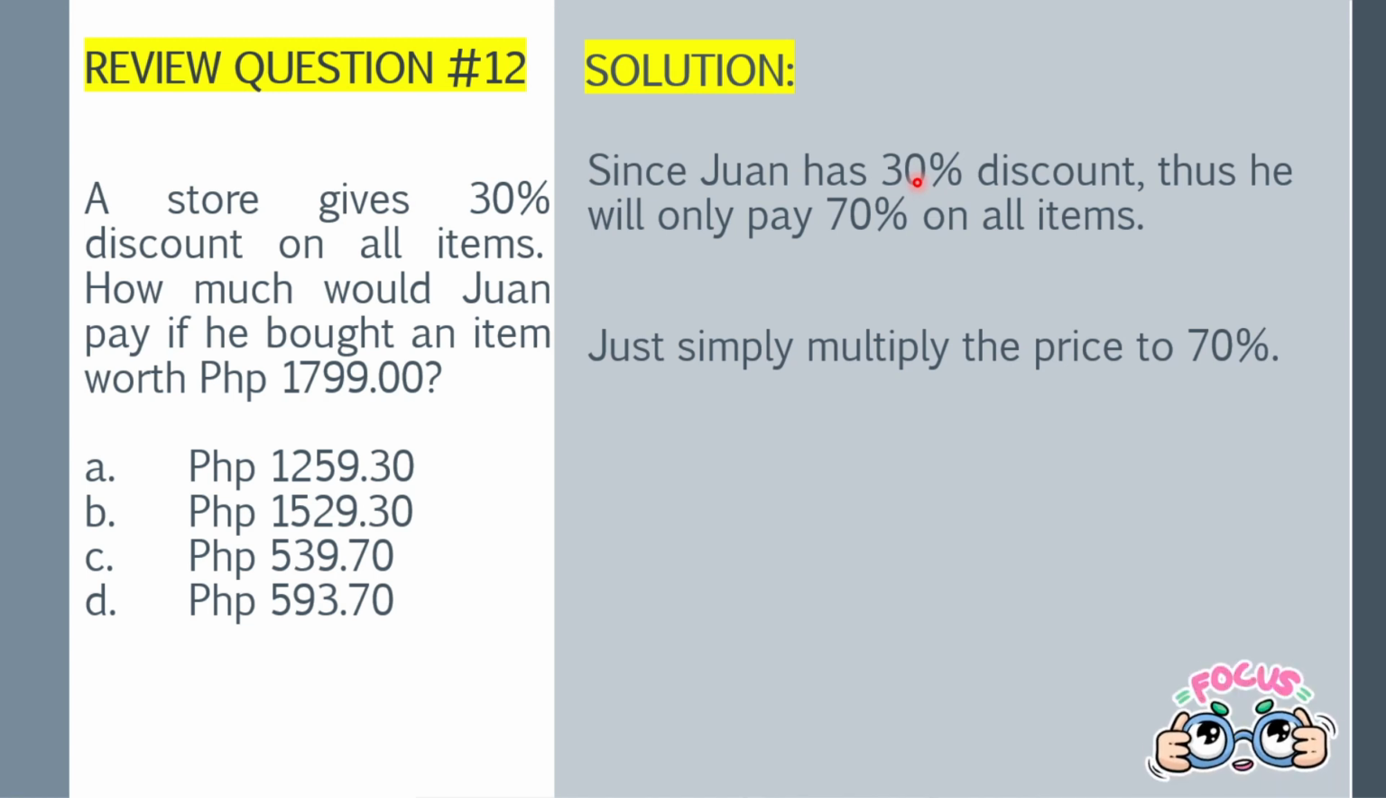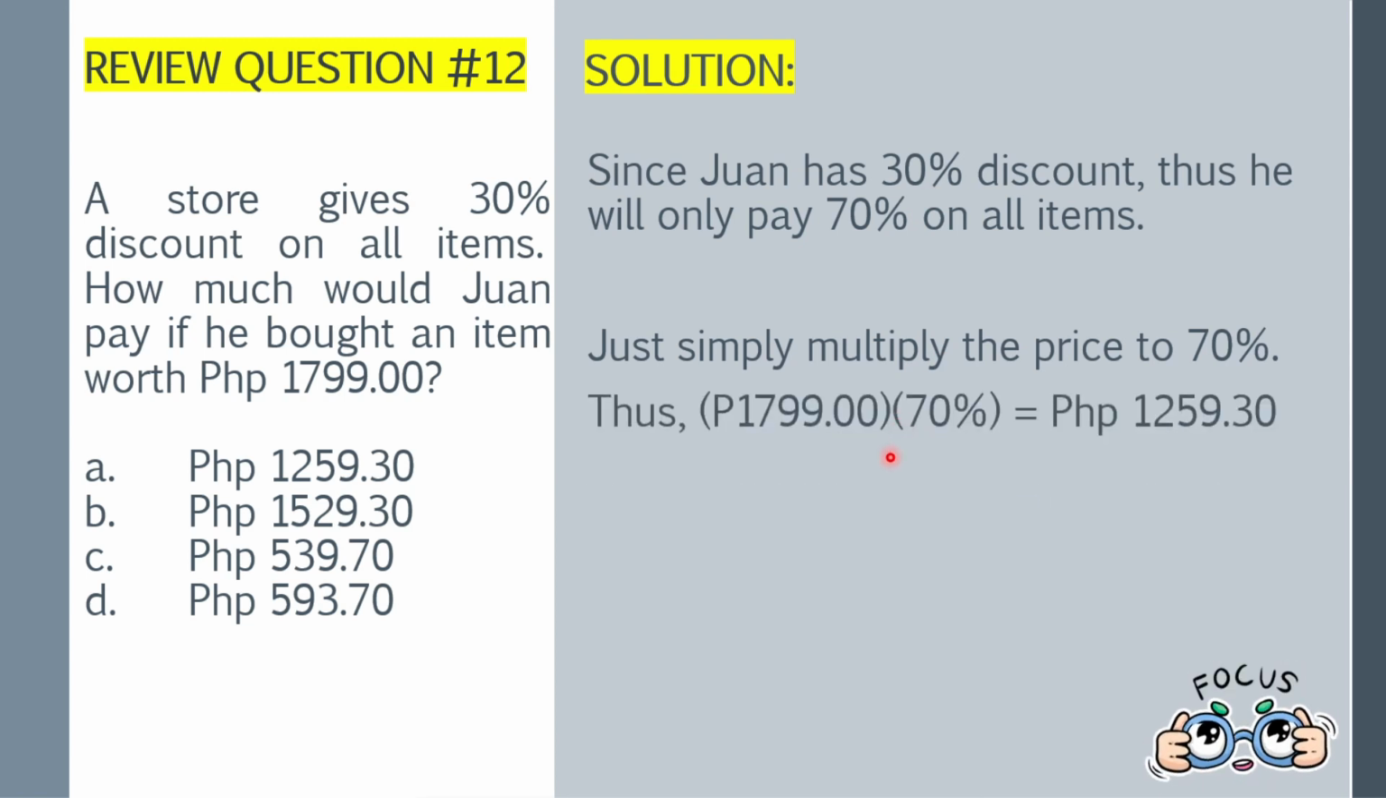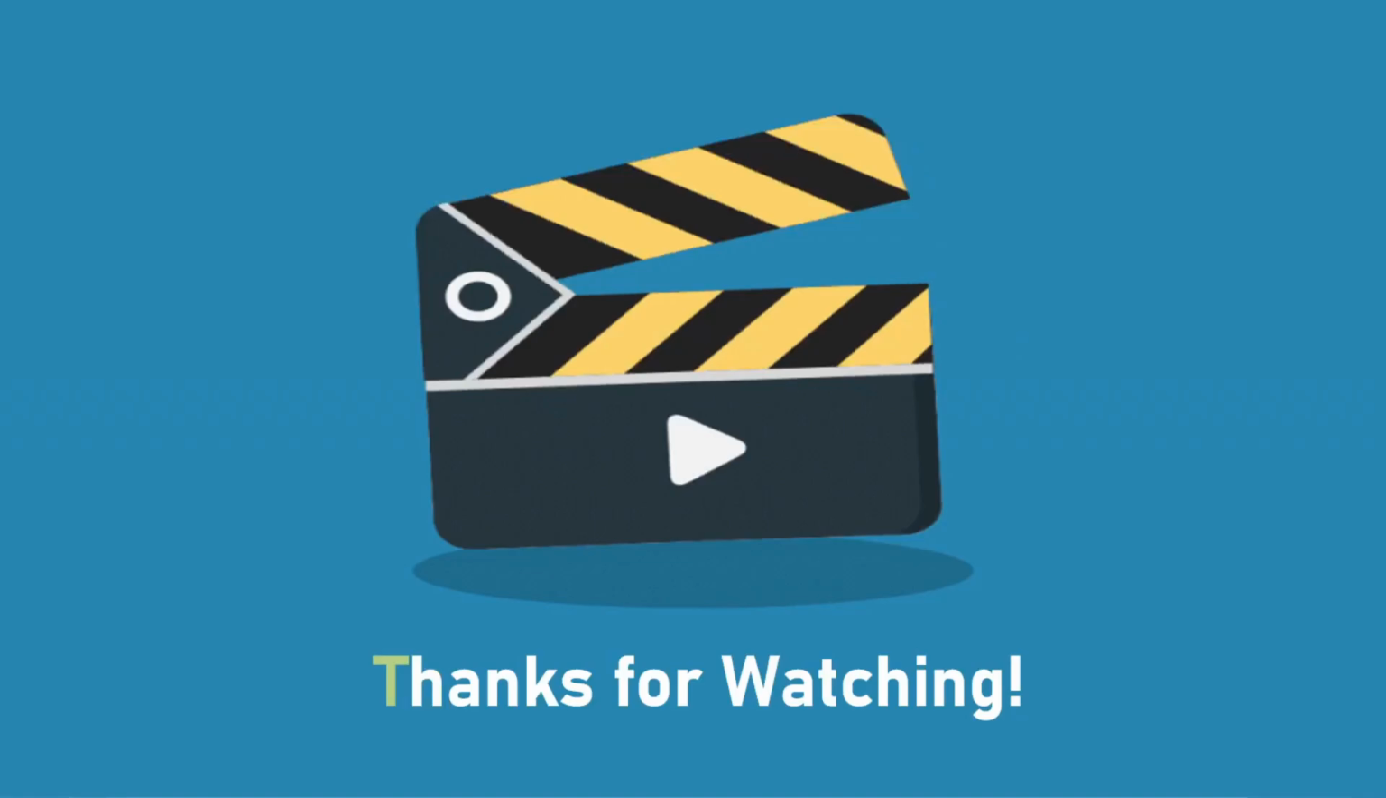Please bear that in mind, it's a common mistake. So we multiply by 70%, not 30%. Therefore, the total Juan will pay is 1,259.30. Therefore, the answer is letter A.